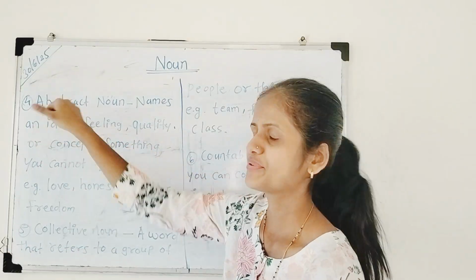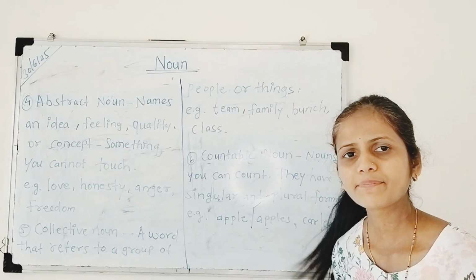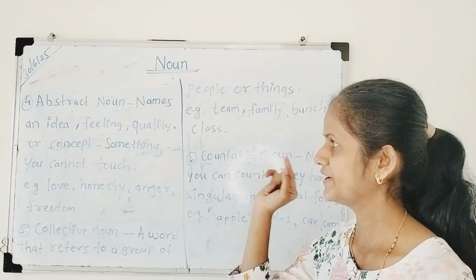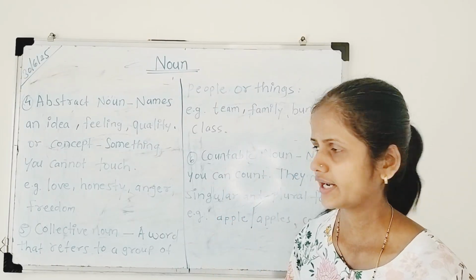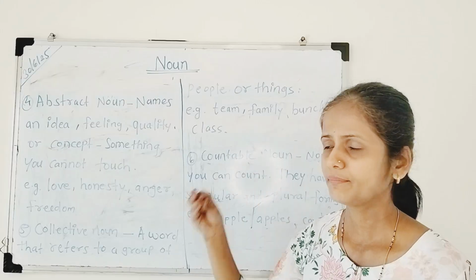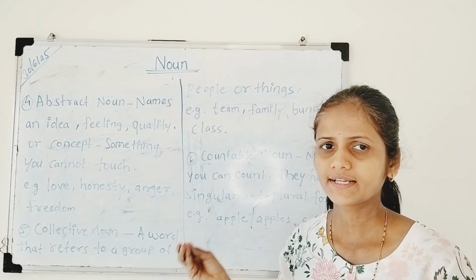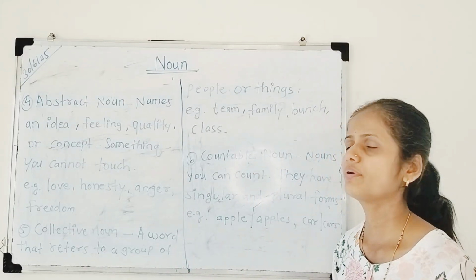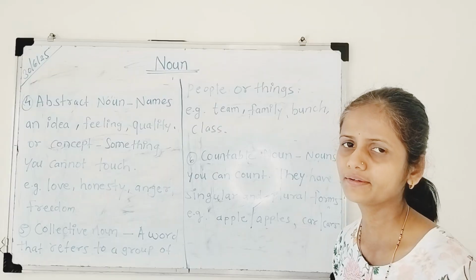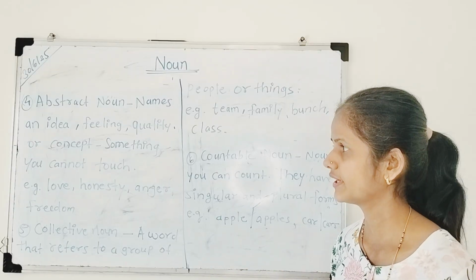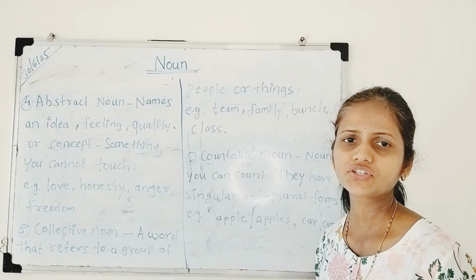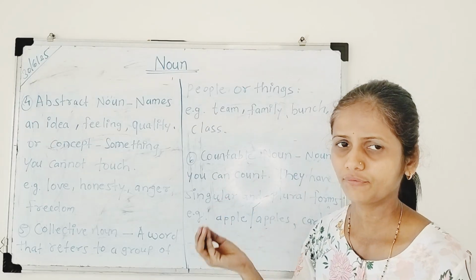Next type is abstract noun. So what is meant by abstract noun? Names an idea, feeling, quality or concept. That is meant by abstract noun. And something you cannot touch, that is abstract noun. For example, love, honesty, anger, freedom. These are the different ideas, feelings. Okay. So we cannot touch it. That is meant by abstract noun.